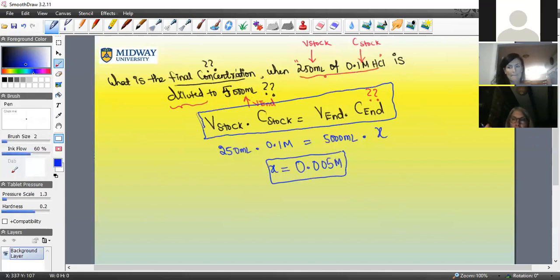So whenever you're asked to find final concentration, you can stop right here. When you're asked to find the volume, that's when you subtract V stock from V end. You just cannot have a negative value; you have to make sure of that. I don't think that will ever happen. It's usually V end is bigger than V stock, so you always subtract V stock from V end.